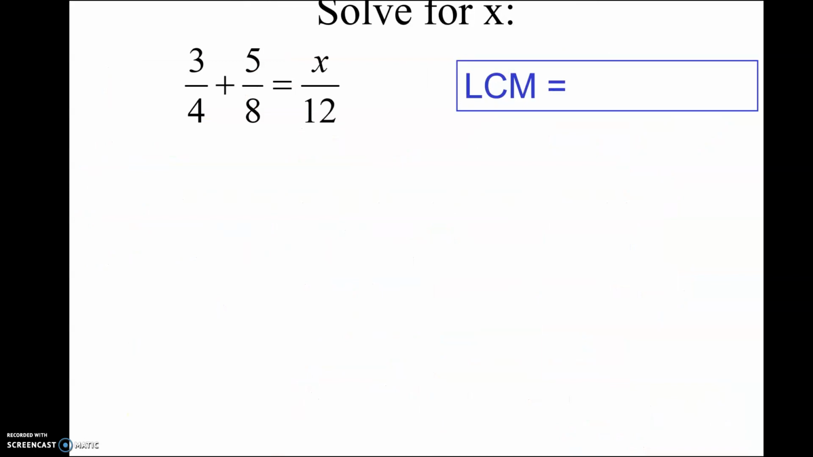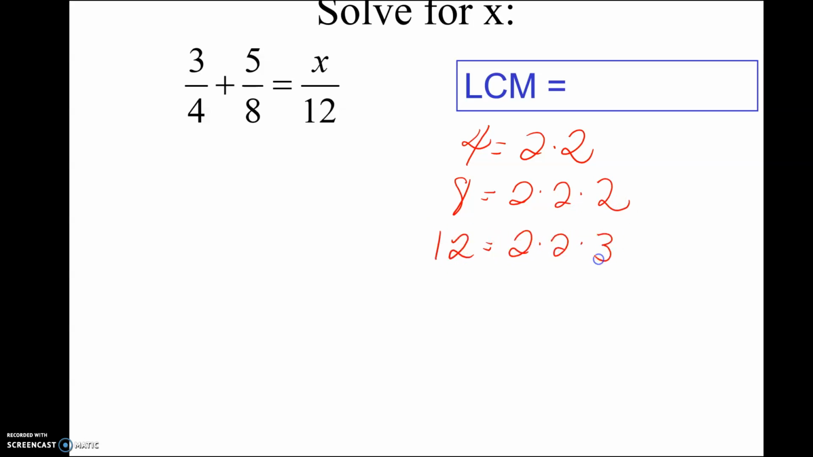Let's look at this one. Again, I'm looking for something, so I've got my factors of 4, which is 2 times 2. My factors of 8, which is 2 times 2 times 2, and my factors of 12, which is 2 times 2 times 3. So this one needs 2 2's, this one needs 3 2's, so I'm going to need at least 3 2's. And this one also needs a 3. So my least common multiple is 24. I multiply that out. So I'm going to multiply everything by 24.